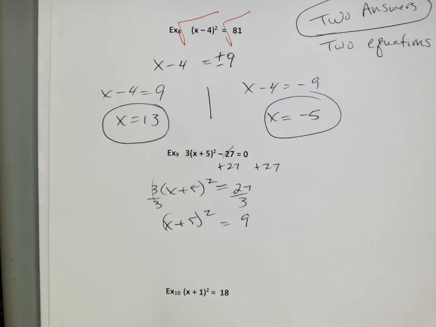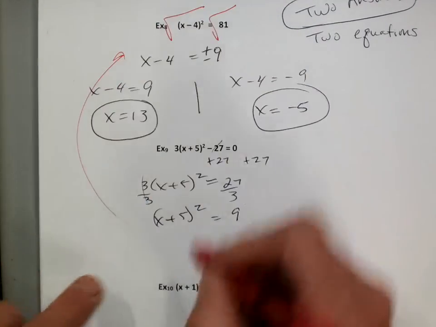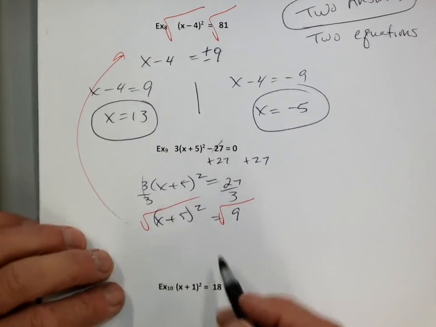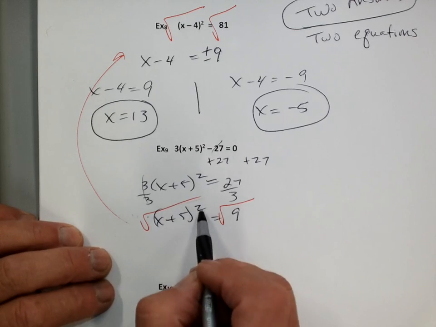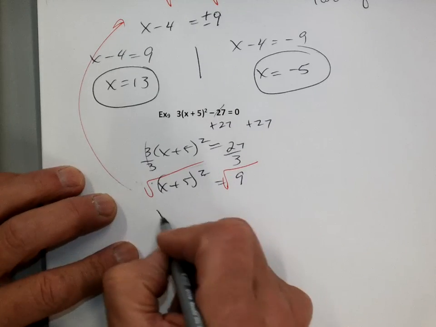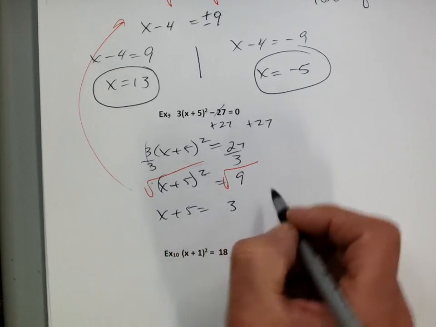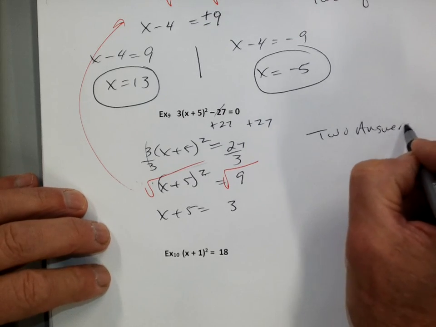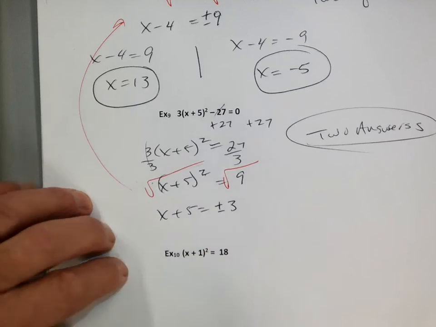Now, we're going to square root it, and it's going to be a lot like this one here. We know that the square and the square root cancel each other out. That's why we square rooted, to eliminate the square. And we get x plus 5 equals. The square root of 9 is 3, but there's 2 answers, right? Has to be 2 answers. So we're going to have a plus or minus 3.